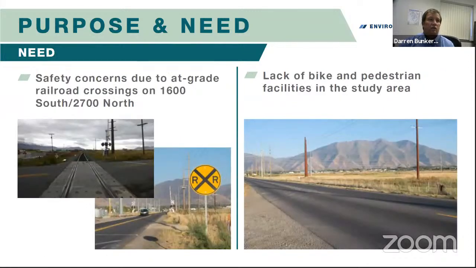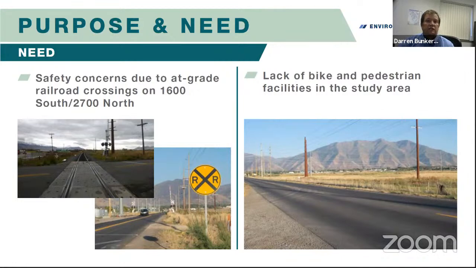The next two needs occur along the corridor, the 1600 South, 2700 North corridor. On this corridor, there are two at-grade railroad crossings. These crossings create a safety hazard because as trains stop, the queues along this corridor will continually increase. And some of these trains stop for 20 to 30 minutes as they're doing their work and offloading cars. There's also a lack of pedestrian and bicycle facilities in this study area.